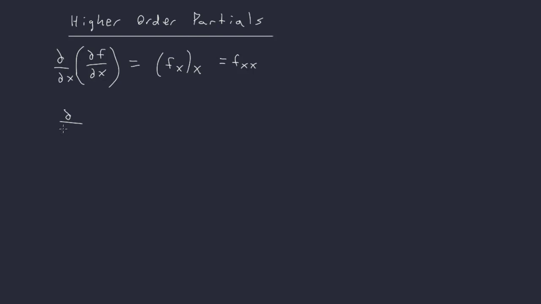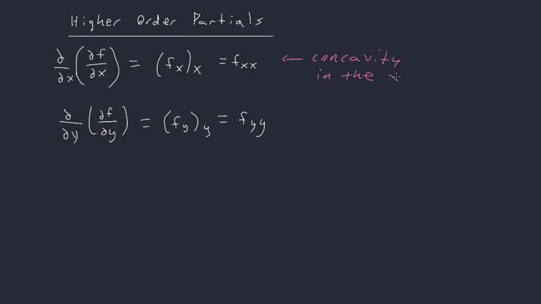Okay. Similarly, you can do this with y. So the partial derivative with respect to y of the partial derivative with respect to y. So that's essentially you have f sub y, and you take another y derivative to get f sub yy. Okay, so this is essentially what you would expect. This is essentially the concavity in the x direction. Okay, and this is the concavity in the y direction.